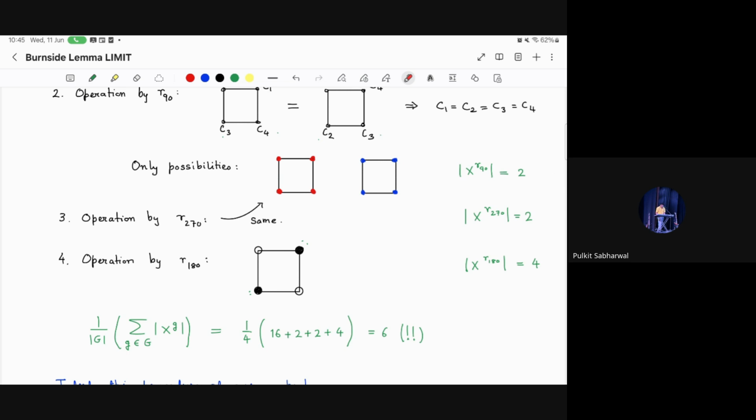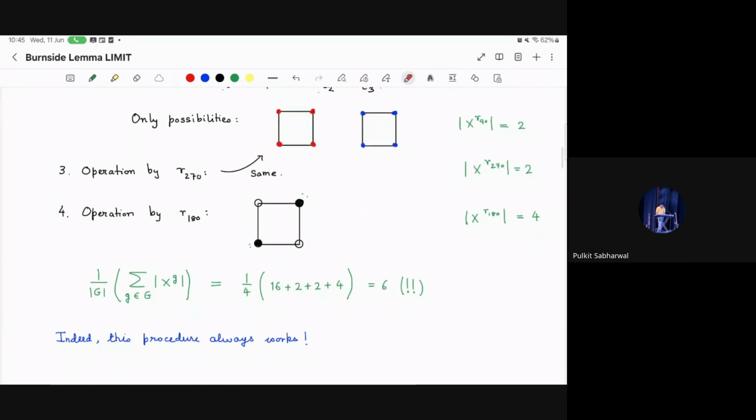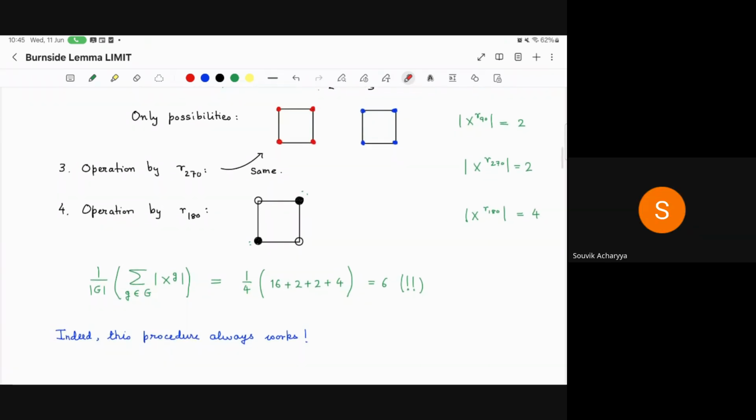Okay, all right. So this is the reason why the cardinality for X R180 is 4. Because you have these two, as well as you have these two: red, red, blue, blue and also blue, blue, red, red. So you have these two extra ones. So that's why the cardinality is 4.